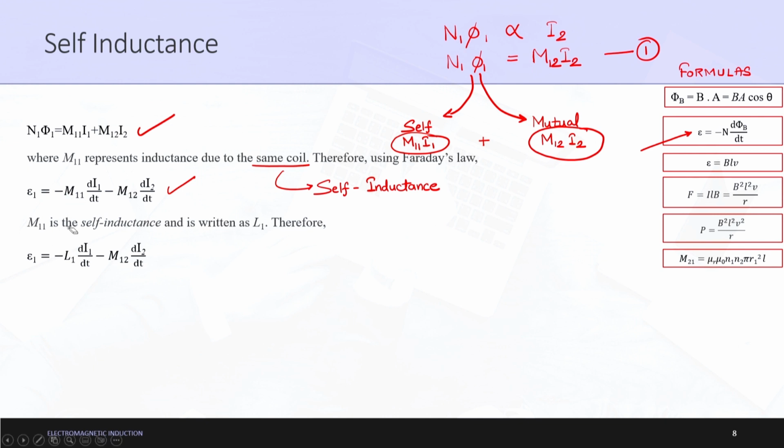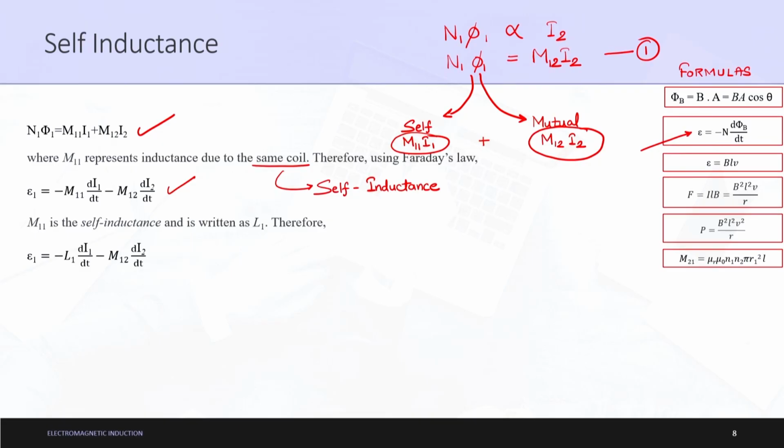So, this is the new formula which we got, that is EMF produced due to a neighboring coil as well as the same coil. Then the flux linkage is due to both, it is due to the neighboring coil also, it is due to the same coil also. If we need to calculate the flux linkage due to same coil, then it is self inductance. If we need to calculate the value due to neighboring coil, then it is mutual inductance. So, this is the final formula which we got, that is epsilon 1 is equal to minus L1 di1 by dt minus M12 di2 by dt.